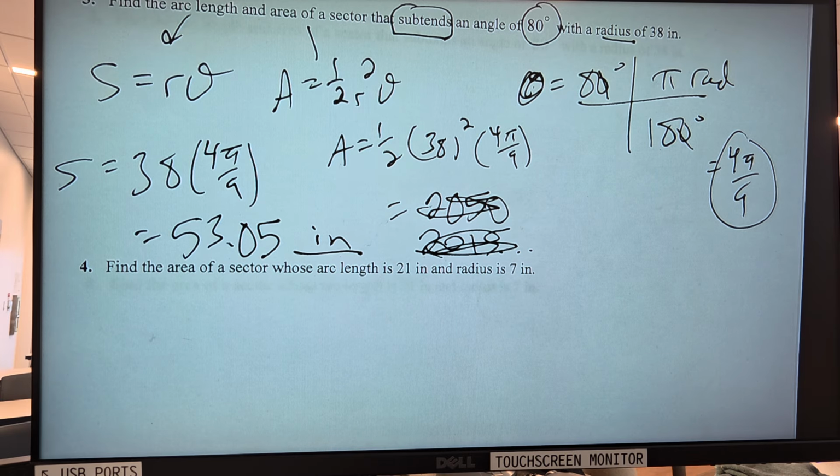We have a disagreement. 38 squared times 4 pi over 9, divided by 2, and I get 1,008. Oh, yeah, 1,008, yes. So I think somewhere you forgot to cut it in half, maybe?